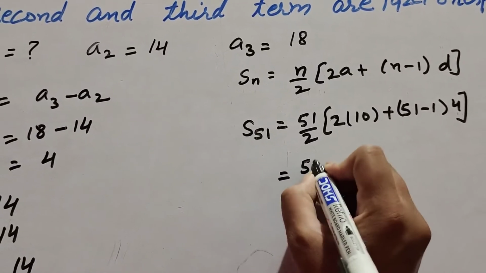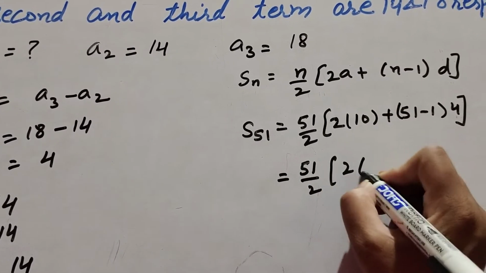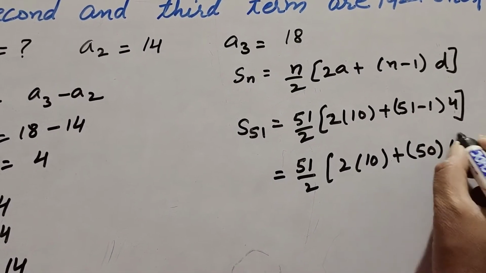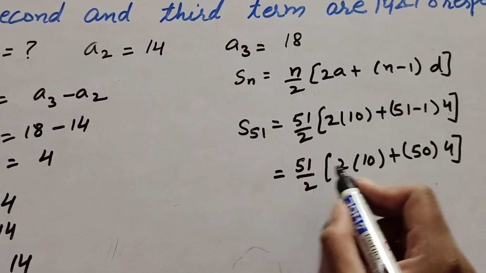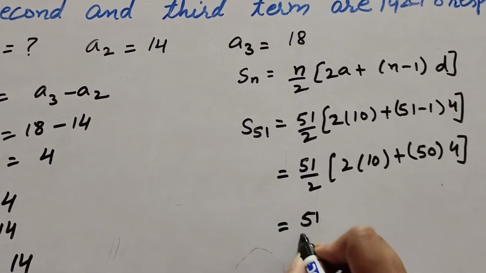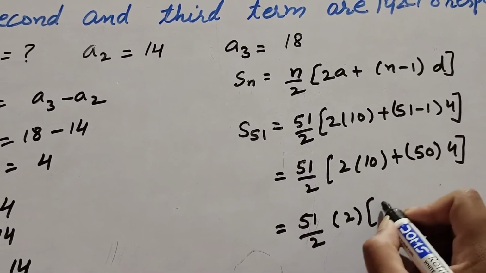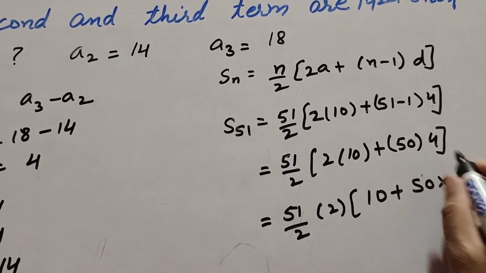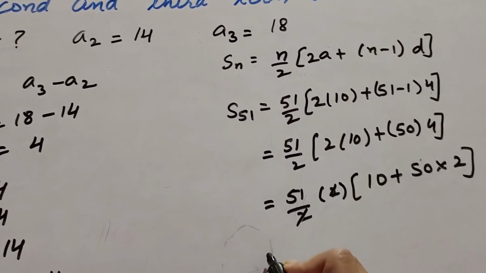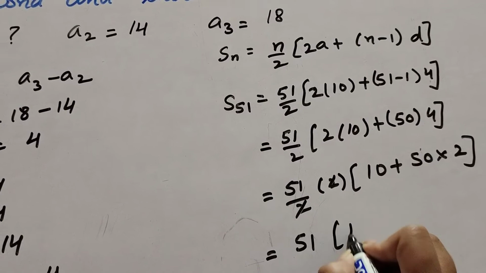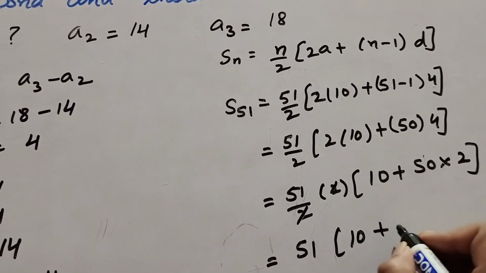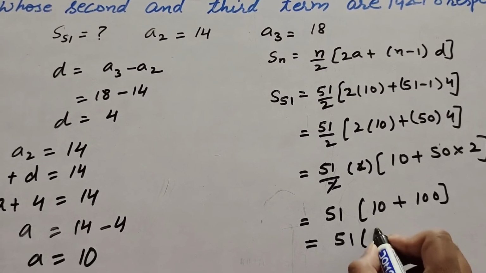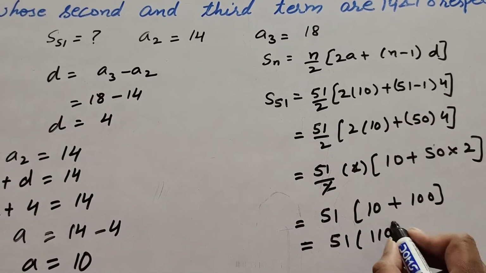So it is equal to 51 over 2, 2 into 10 plus 51 minus 1, it is equal to 50, into 4. Now we take 2 common from these two terms, 51 over 2 into 2 we take common, there is 10 plus 50 multiply 2, 50 into 2. So 2 in the denominator, 2 in the numerator, both are cancelled. So there is 51 into 10 plus 50 multiplied by 2, it is 100. It is equal to 51 into 10 plus 100, it is equal to 110.